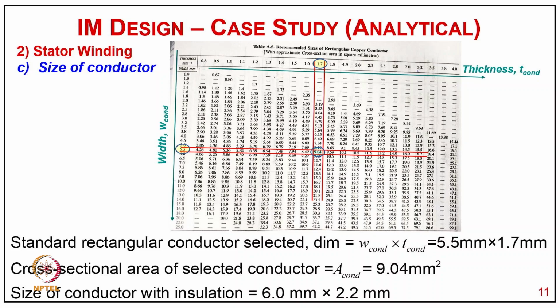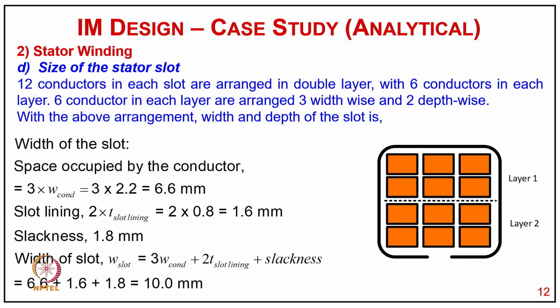So the standard rectangular conductor selected here has dimensions W conductor and T conductor. Multiplying 5.5 millimeter into 1.7 millimeter, the cross-section area of the conductor comes AC equal to 9.04 millimeter square, in place of the 8.81 we found in the previous slide. The size of the conductor with insulation typically goes from 5.5 to 6 millimeter, and in place of 1.7 it goes to 2.2, because we have 0.5 thickness insulation over it on both sides.